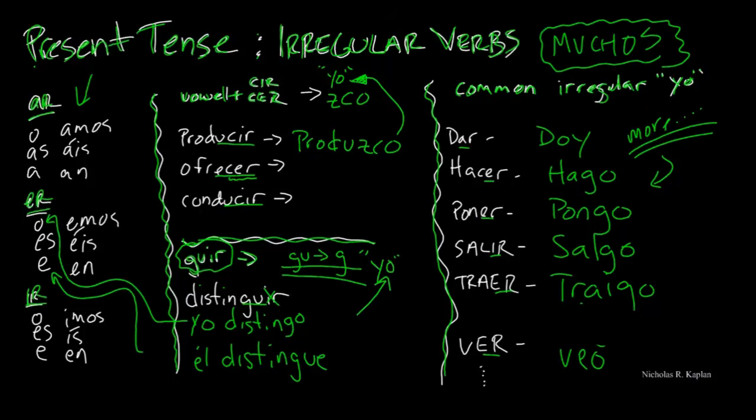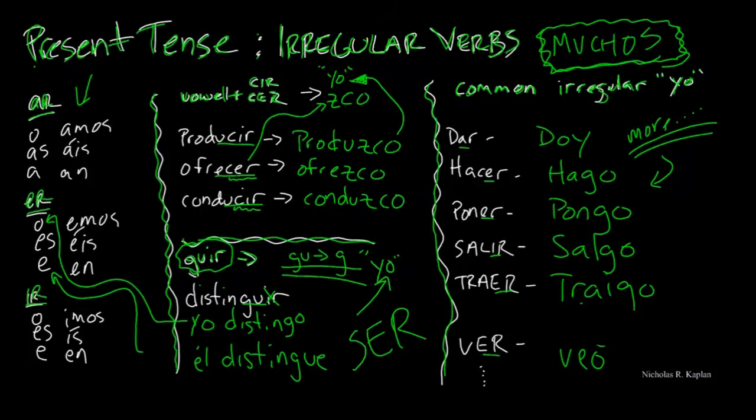Ofrecer, that CER changes to a ZCO. Conducir, CIR, changes to a ZCO. So the present tense, we have some irregular verbs. Actually, we have a lot of them. There's some that I didn't even put on here, like, do you remember ser? Well, that one's irregular, but that one's irregular the whole way through. At least the ones that I've shown you today are only irregular in the yo form.